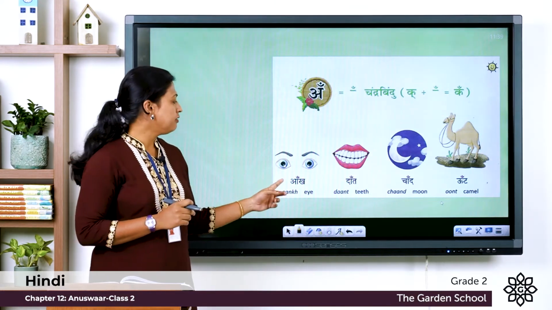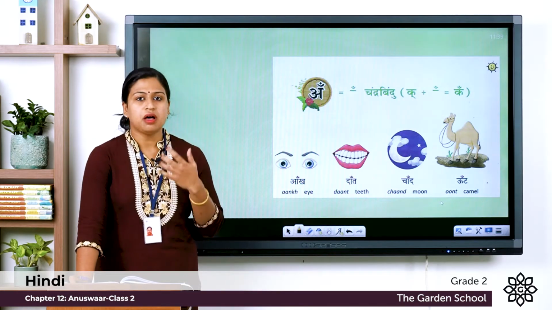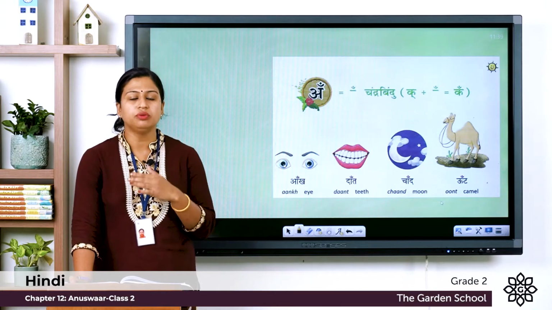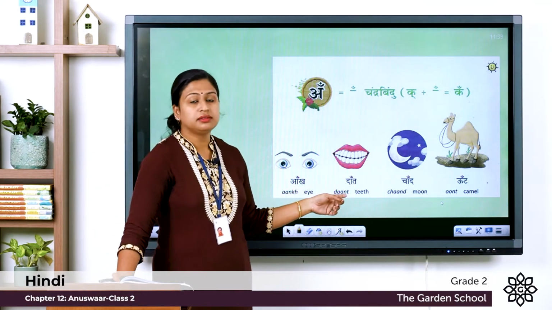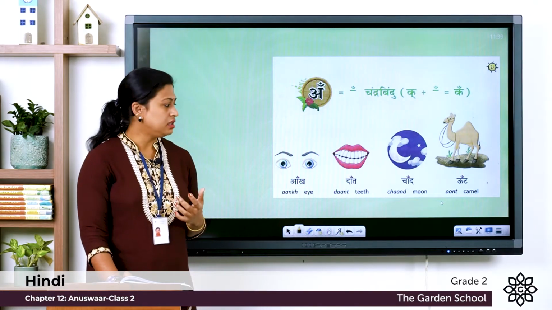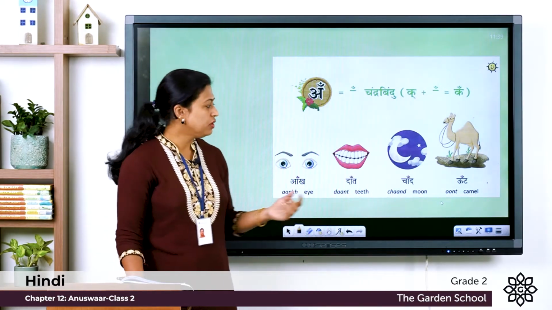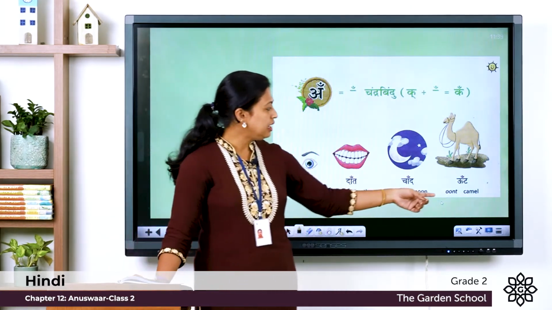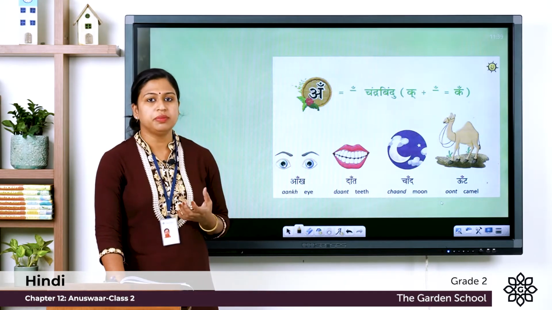Here you can see the first word Aankh. Aankh means eye. When we pronounce this word, you might have noticed that the sound comes from both mouth and nose. Aankh. Next one, Dant. Dant means teeth. Chand. Chand means moon. So here we are using this Chandrabindu symbol with other letters. The last one is Oont. So with this Chandrabindu the word is Oont. Oont means camel.